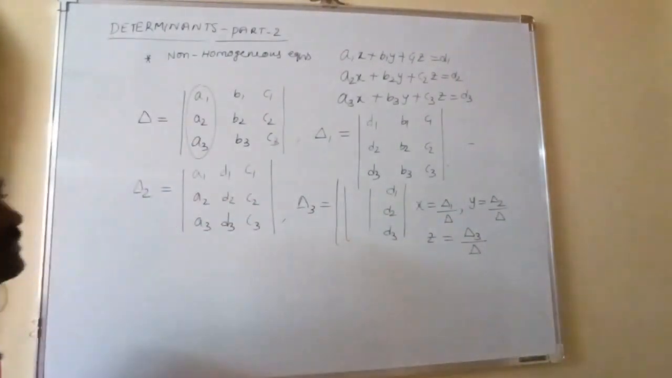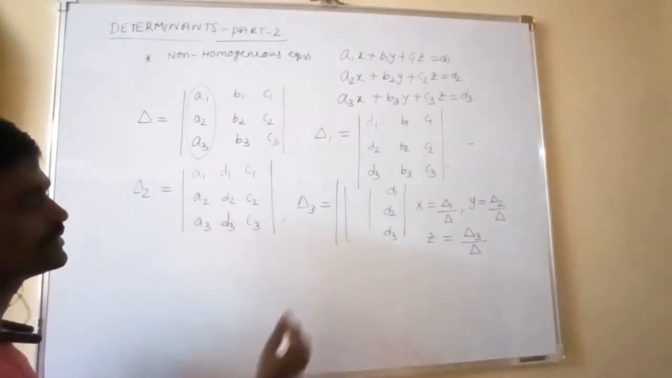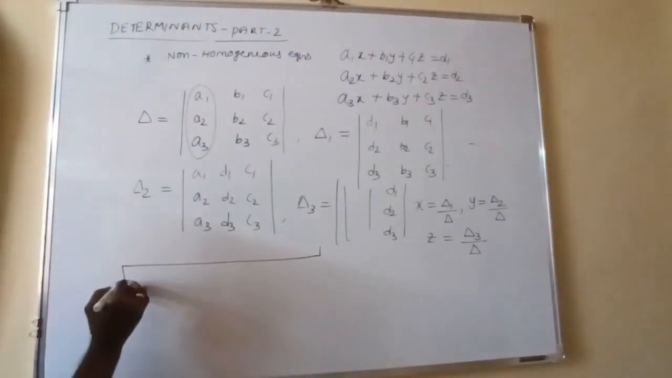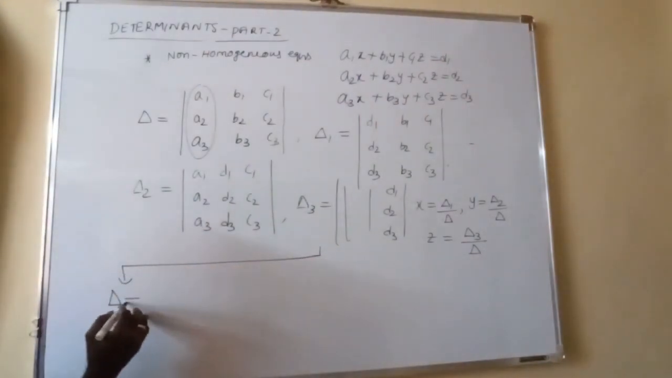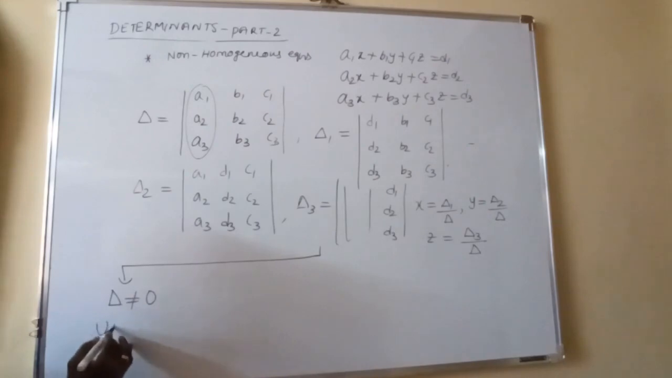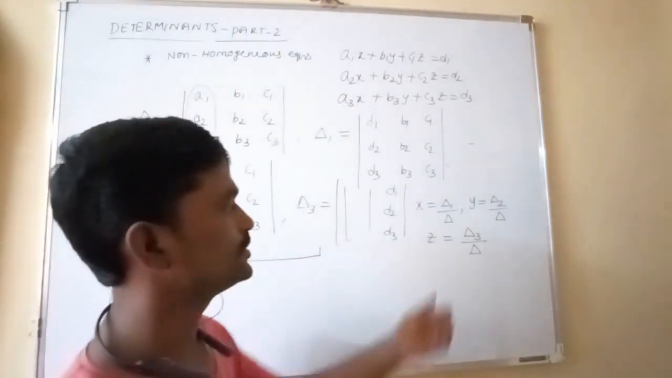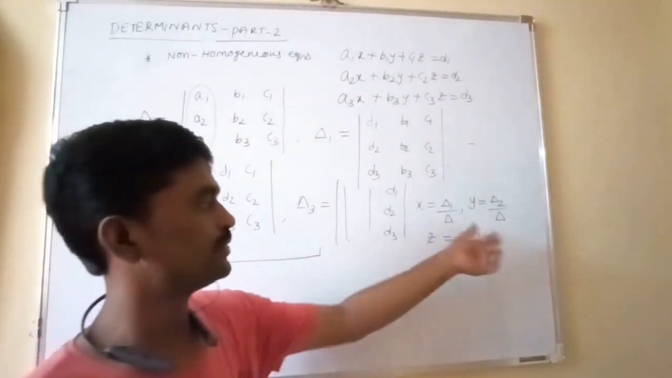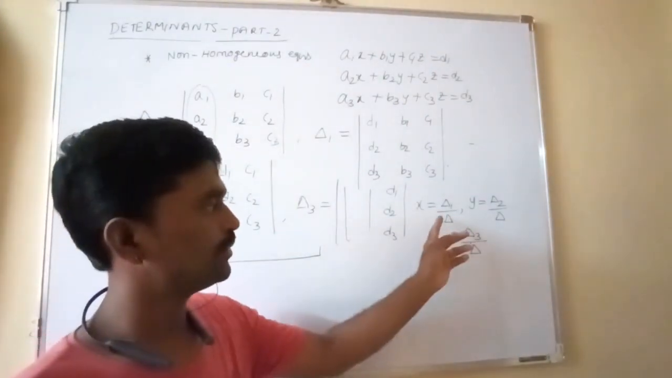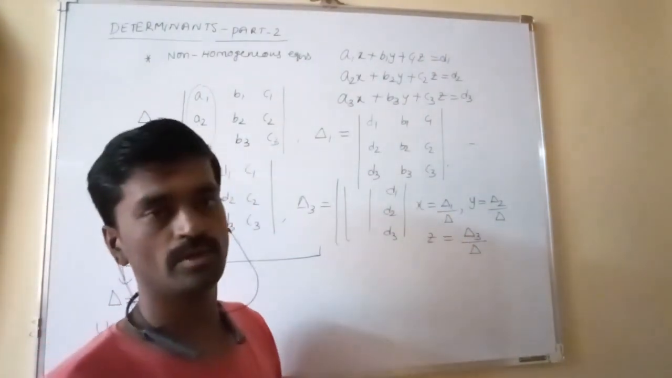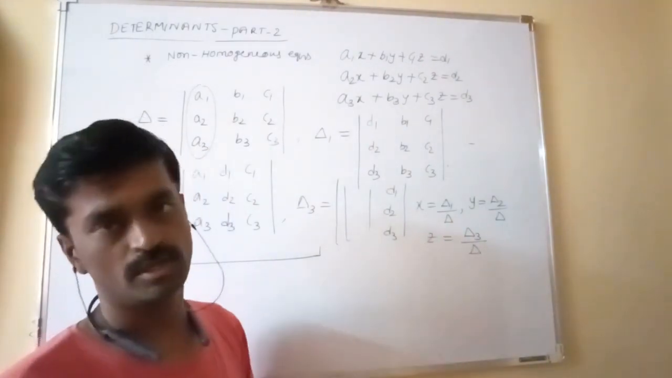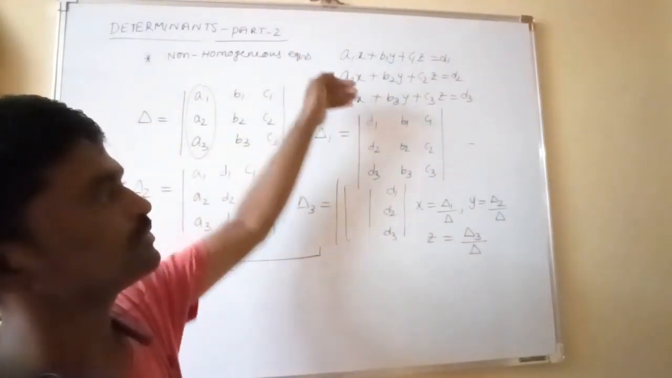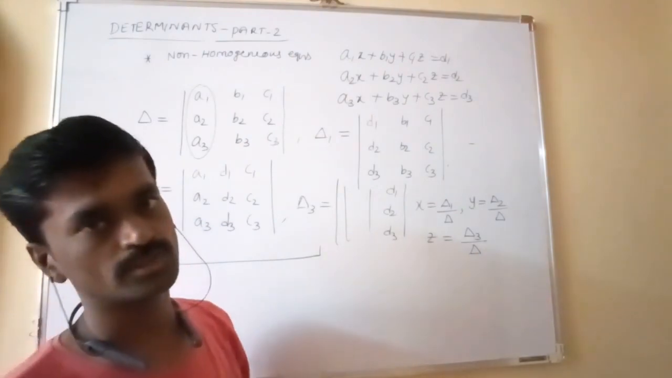Okay. So now clearly we can say that this system of equations has a unique solution if delta not equal to 0. If delta not equal to 0, x, y, z all exist. By substituting delta 1, delta 2, delta 3 and delta values, you will get x, y, z values. That means the given system of equations has a unique solution.